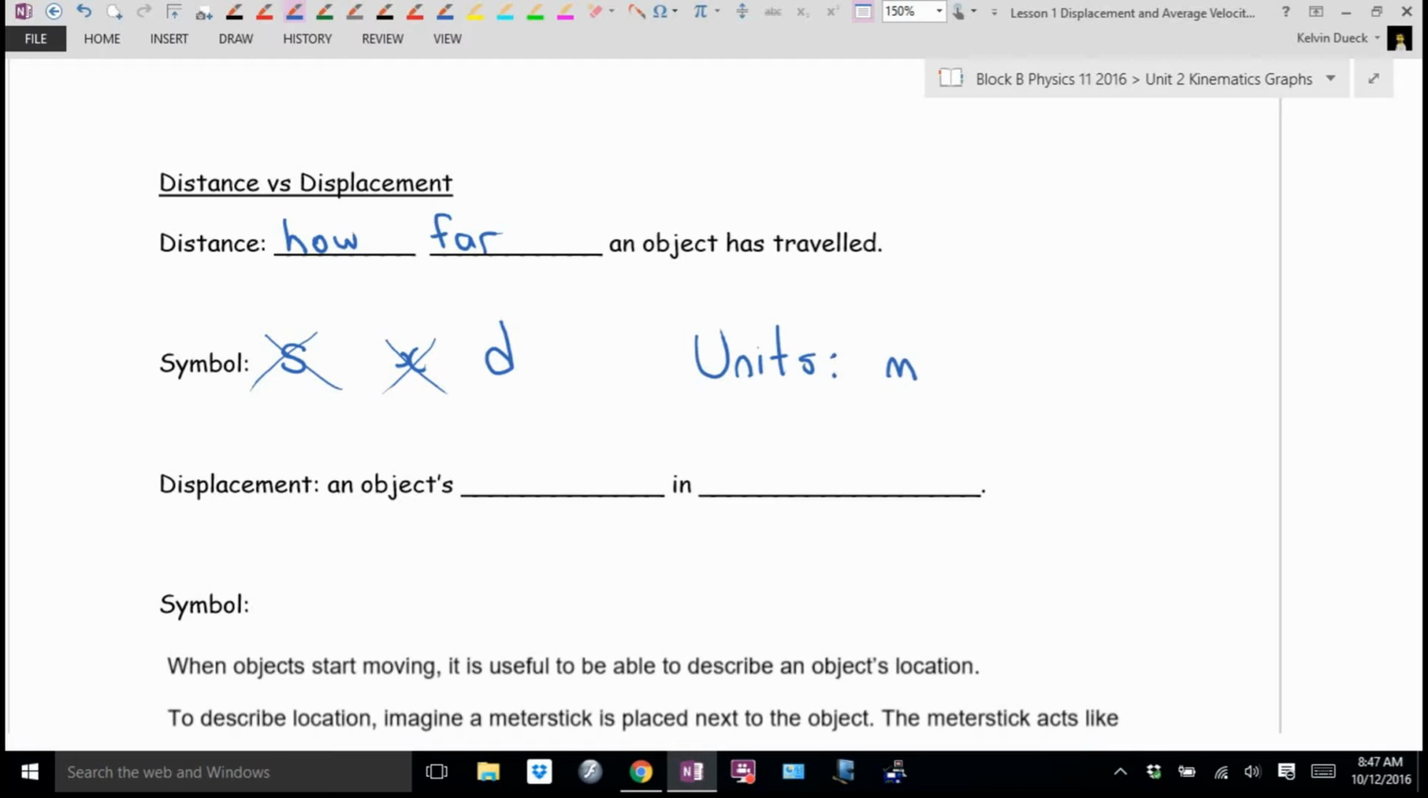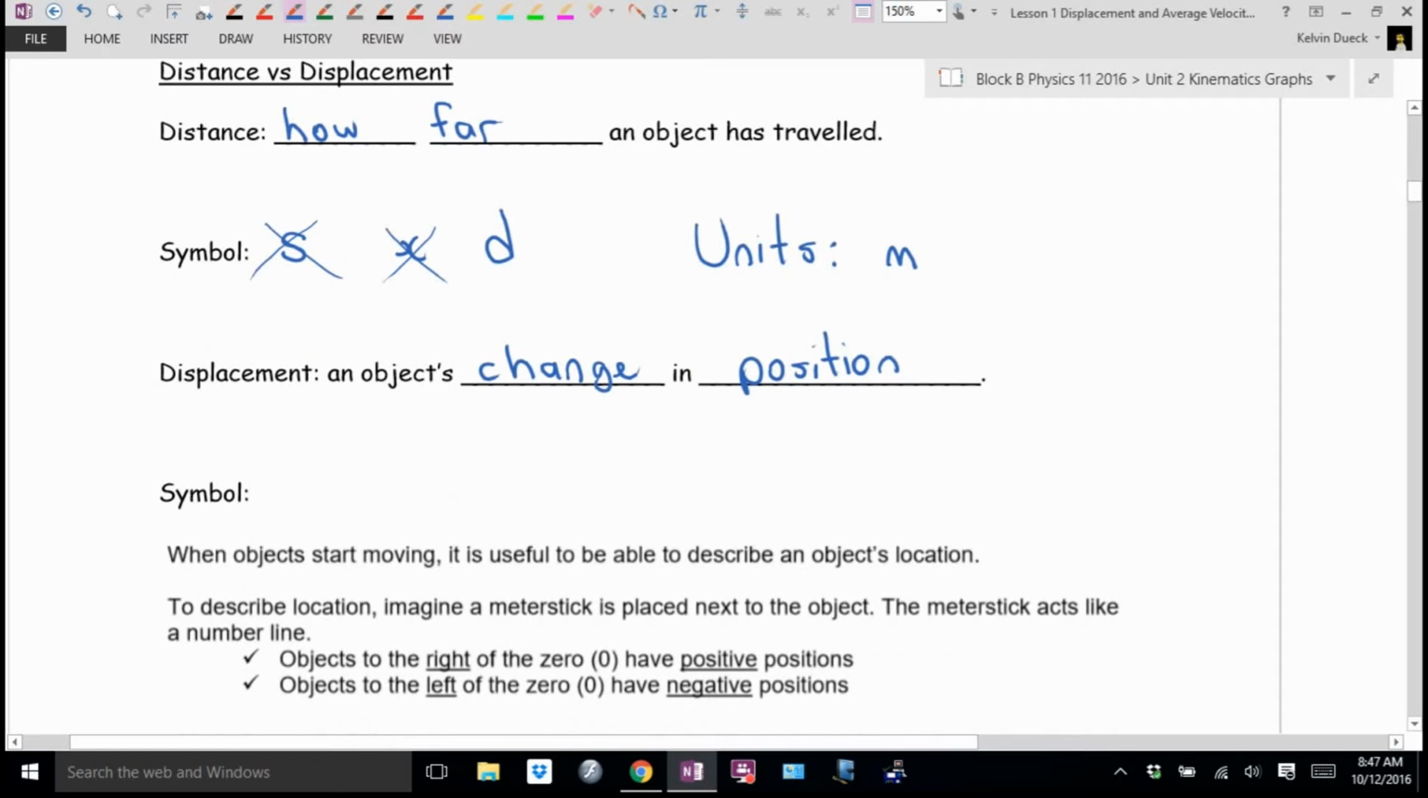Displacement is an object's change in position. The symbol, well, technically it's an s with a vector sign. Don't write this down. We're not going to use that. Or it's sometimes an x with a vector sign, except we have a symbol for change in.